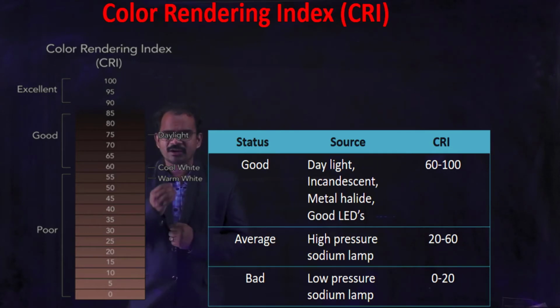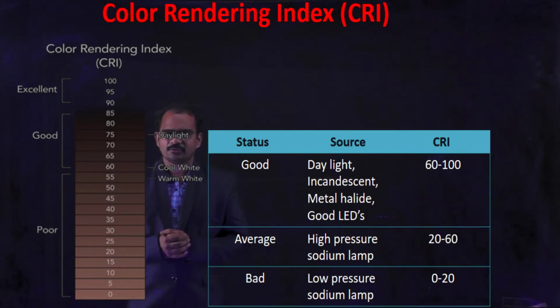So this cool light has a color temperature of 4100 to 5000 Kelvin. Whereas this warm light has a color temperature of 2700 to 3500 Kelvin. Now you see the table over here. What are the sources that have good, average and bad color rendering index? That is, what are the light sources which have good, average and bad color rendering indexes.